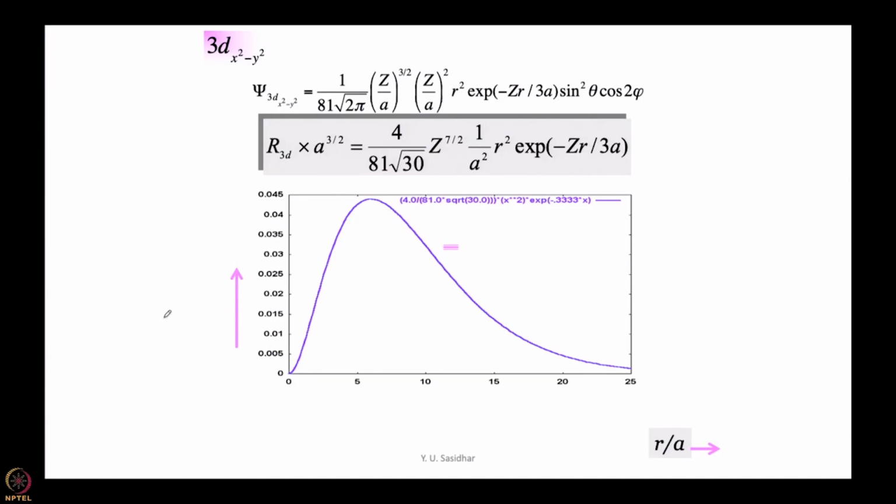Okay. With that background, let us come back and see what a plot of 3d x square minus y square would look like. This is what we have. We have a constant multiplied by r square multiplied by e to the power minus Zr by 3a multiplied by sin square theta cos 2 phi. Okay, this is the angular part. Let us worry about the radial part to start with. The radial part again goes through a maximum. When r equals 0, it is 0, r equal to infinity, it is again 0, and in the middle r square keeps increasing, and e to the power minus Zr, which has a maximum value at r equal to 0, keeps decreasing. So the product of course would go through a maximum.